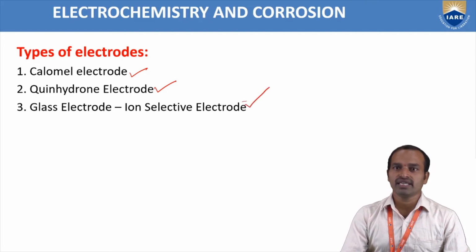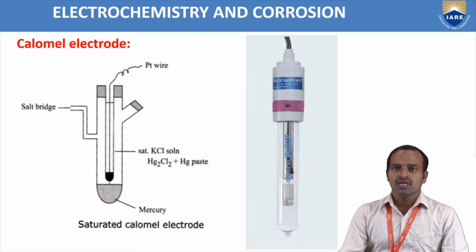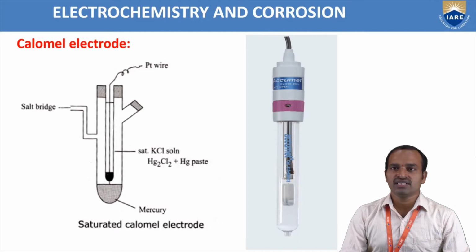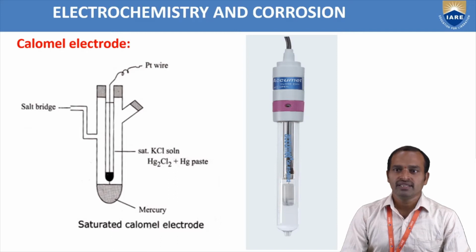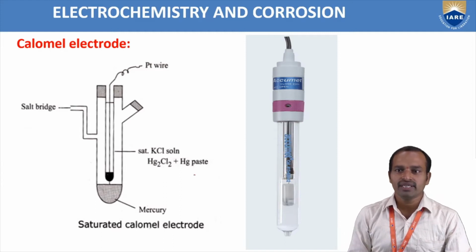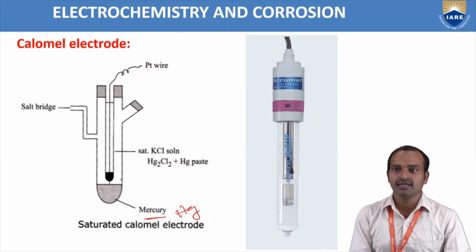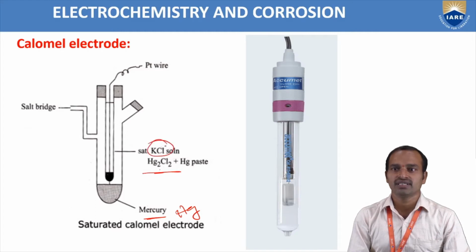Now we are discussing the calomel electrode. The calomel electrode consists of a metal and a sparingly soluble salt having the same metal ion. These are taken in an electrolyte solution having the same anion. Here the metal is mercury, Hg, the sparingly soluble salt is mercurous chloride, Hg2Cl2, and the electrolyte is KCl solution. In the KCl solution, the anion present is Cl minus, as in Hg2Cl2.